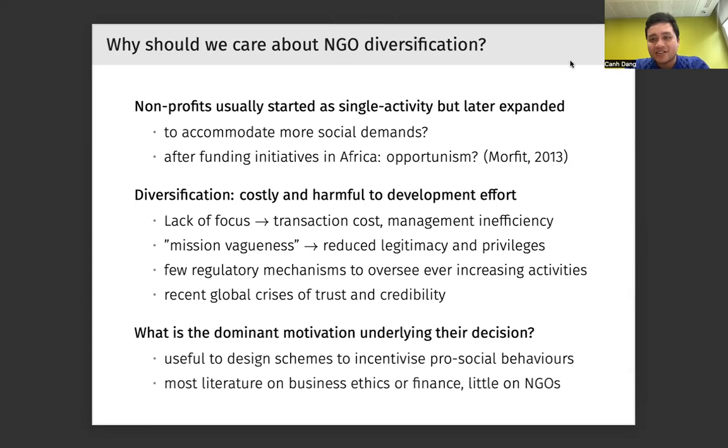In terms of academic interest, we believe that this paper has a huge application in trying to understand the motivation behind people's pro-social behaviors. If we understand why NGOs are doing what they claim they're doing, it could be very useful for us to design schemes to incentivize pro-social activities. It's not just for the NGOs, but also for individuals.